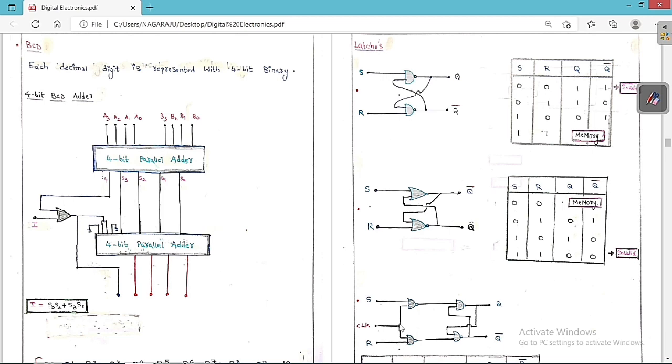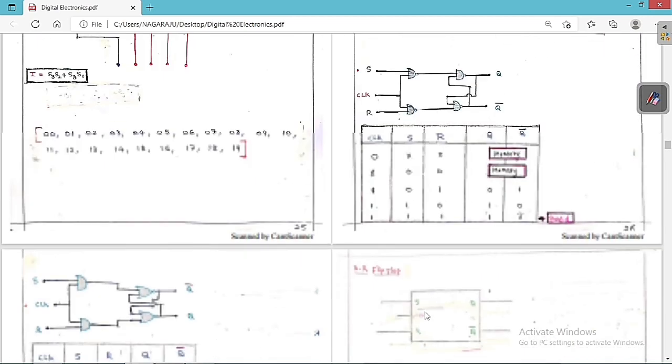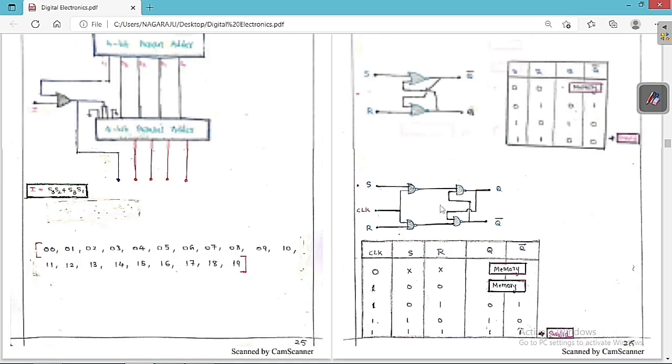Now we'll discuss something more about this. This is the first circuit that we have studied, built with NAND gates. I am going to extend these 2 lines and add 2 more NAND gates. I already told you this is Q, this is Q bar. We extend these and give them to 2 NAND gates. The common input I am going to give to the clock signal, and these inputs are called S and R.